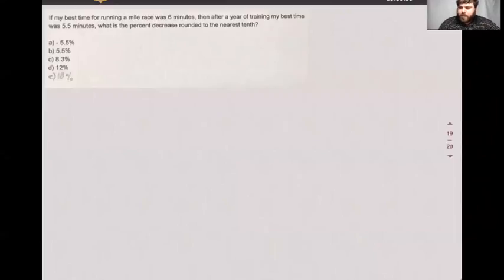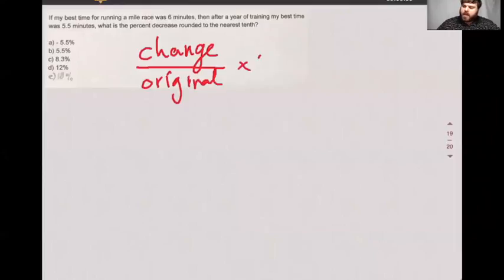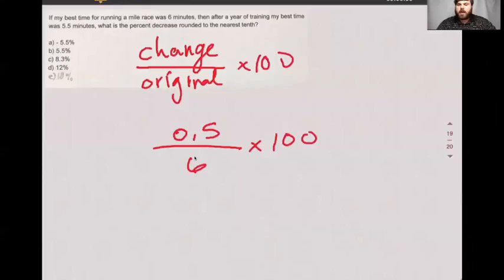All right, so we're talking about minutes. We're talking about percent decrease. So remember, the formula is the change, either up or down. It doesn't matter. You just leave it as a positive, either up or down, over the original amount times 100. So the change was a half a minute, right? It went down half a minute over the original times 100, okay?